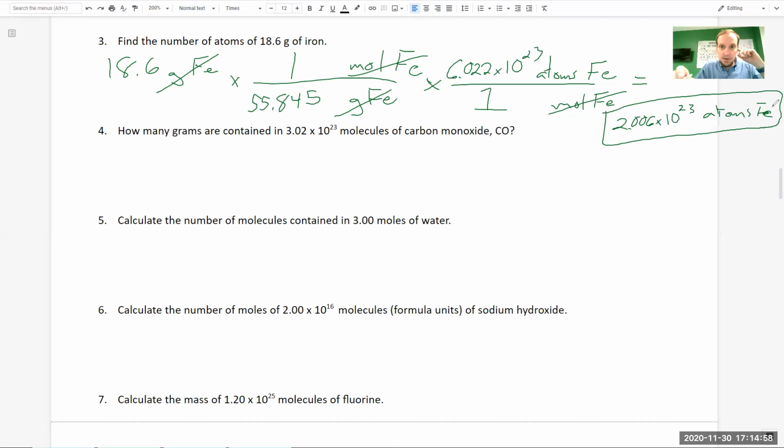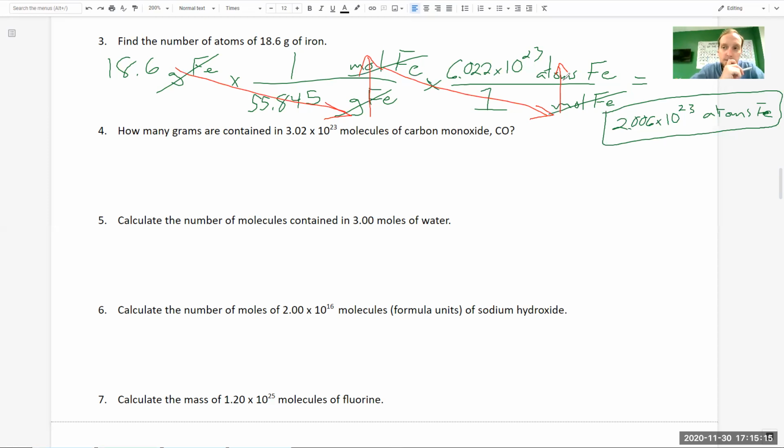There's our answer. Again, notice the pattern. This goes to this, cancels. Then we convert up. Then when this goes down to that, that cancels. And then we go up. What we're left with is atoms. Notice that zigzag pattern is always what we're going to be doing.